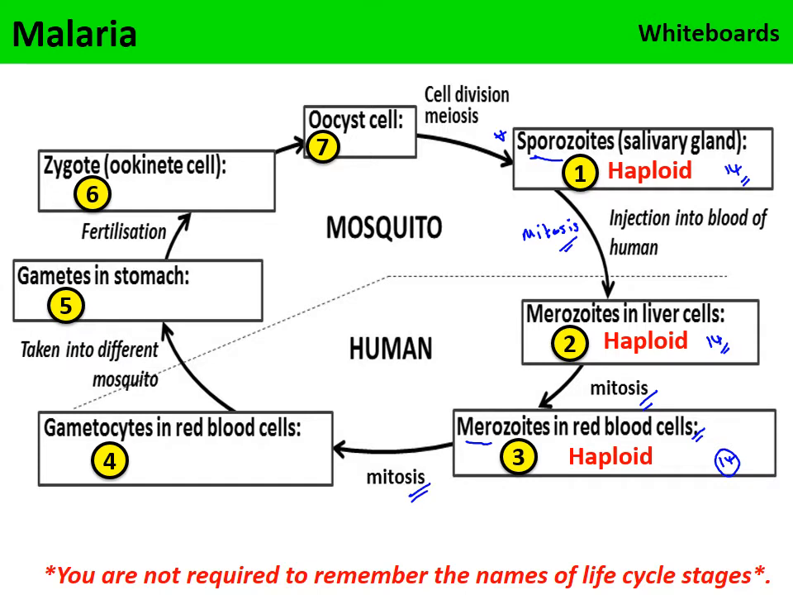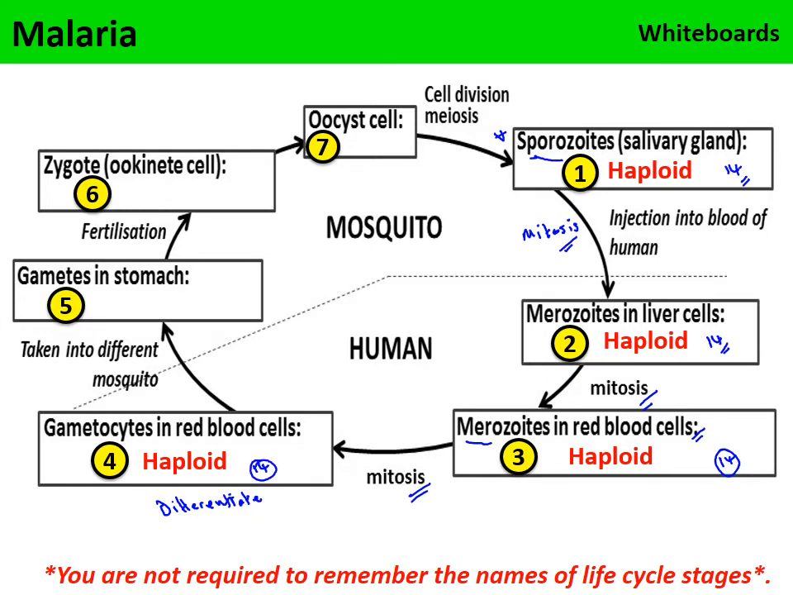Now, merozoites continue to divide by mitosis. Some of them will differentiate into what we call gametocytes. And we know the gametocytes, because they've been formed through mitosis, must again be haploid. So we can put 14 chromosomes inside the nucleus there again.